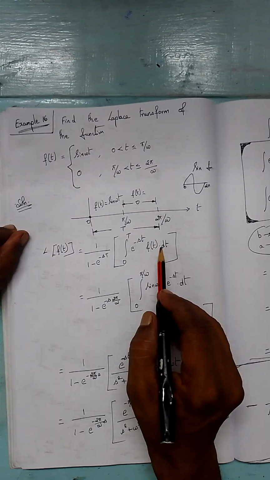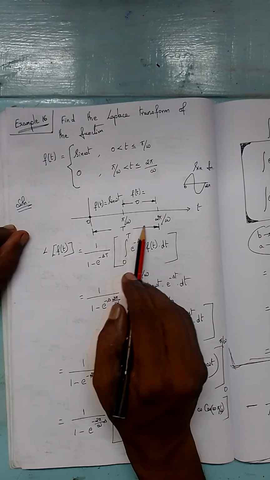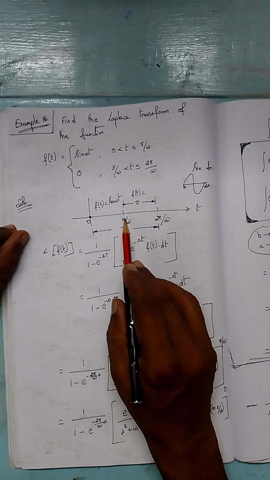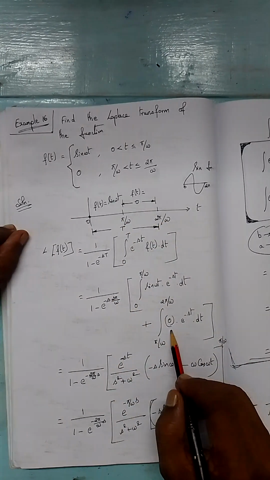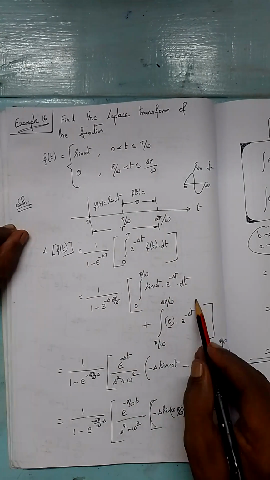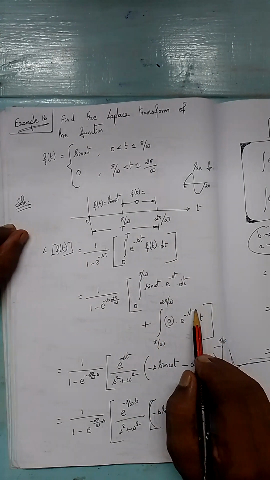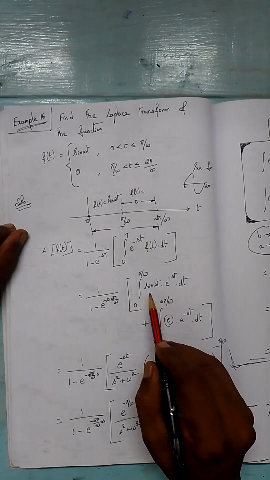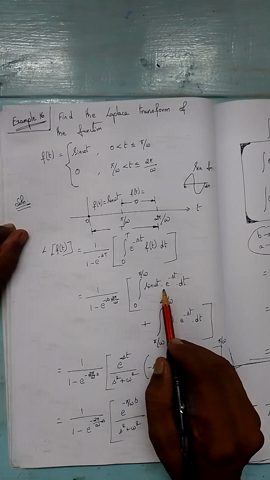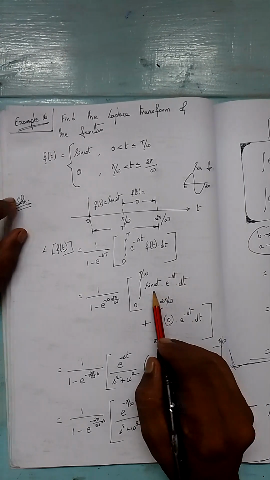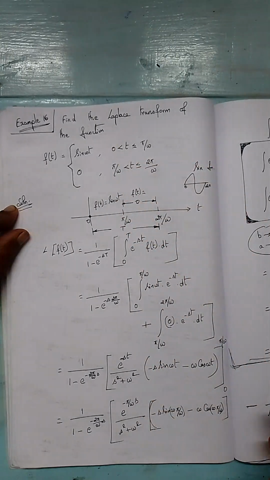Now this integral can be split into two ranges, that is 0 to pi by omega is one limit, another limit is pi by omega to 2 pi by omega. But here in the second integral, f of t is equal to 0, so this whole integral will become 0. Now we are interested only in determining the value for the integral of sin omega t into e power minus st into dt, because f of t is sin omega t, that is given in the question.